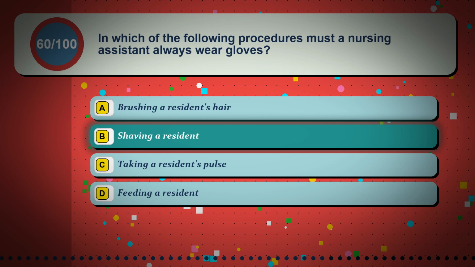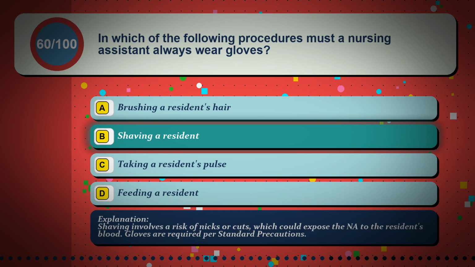The correct answer is option B. Shaving a resident. Shaving involves a risk of nicks or cuts, which could expose the NA to the resident's blood. Gloves are required per standard precautions.